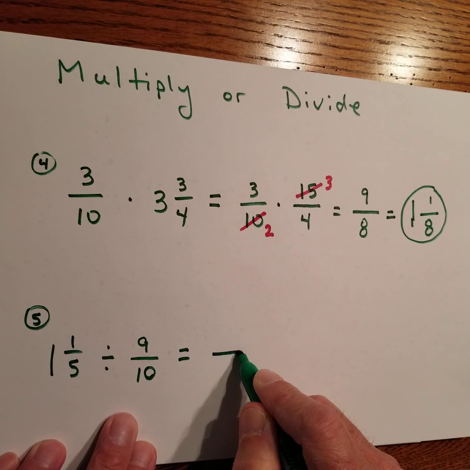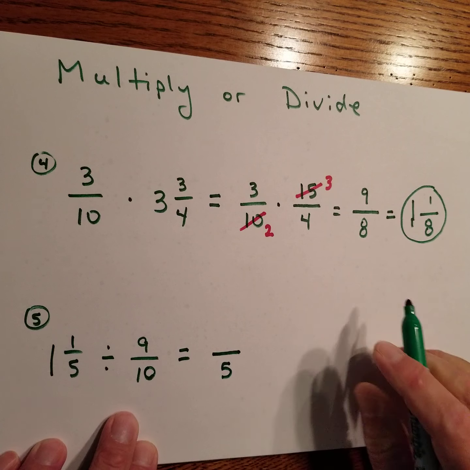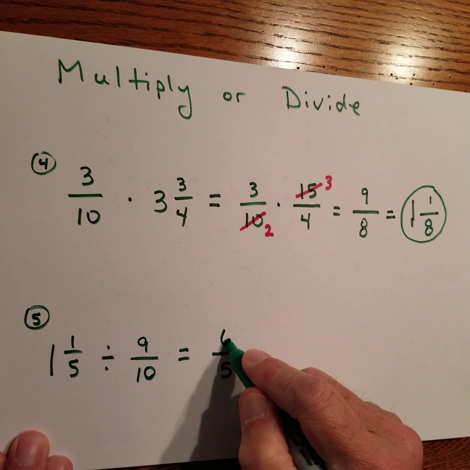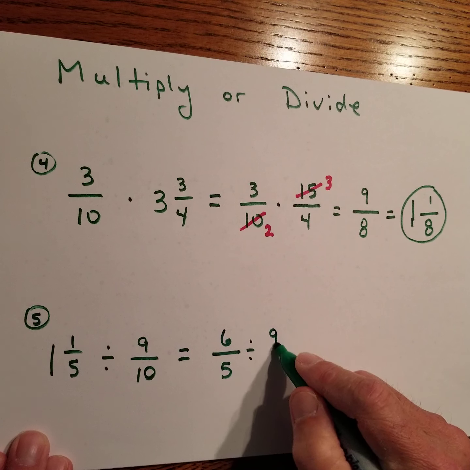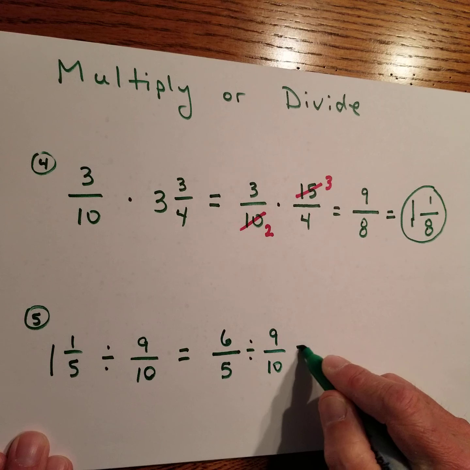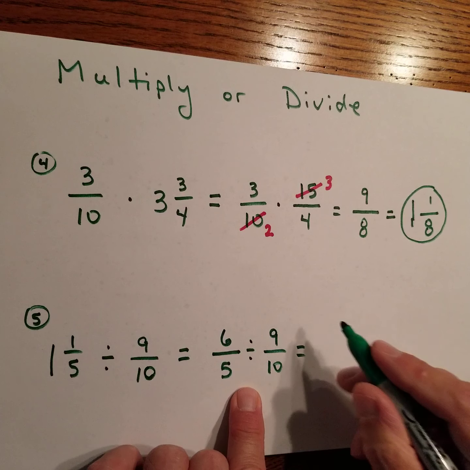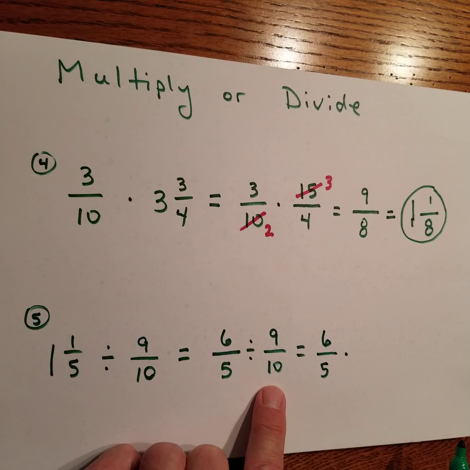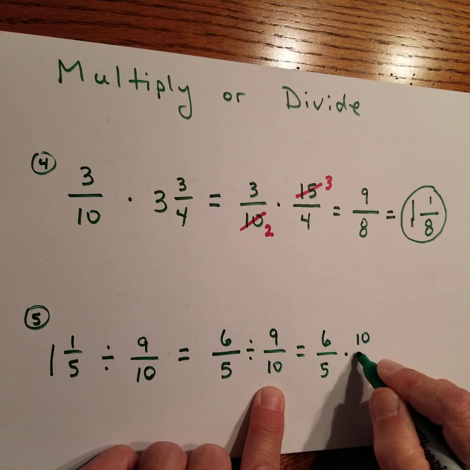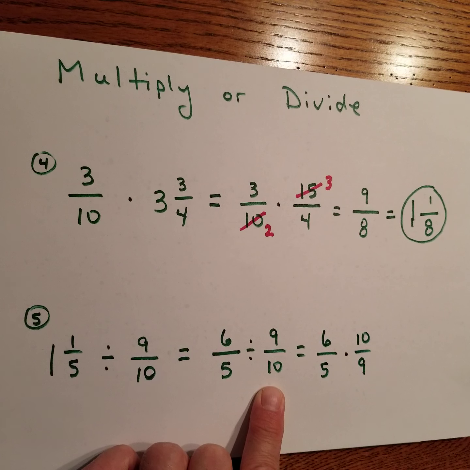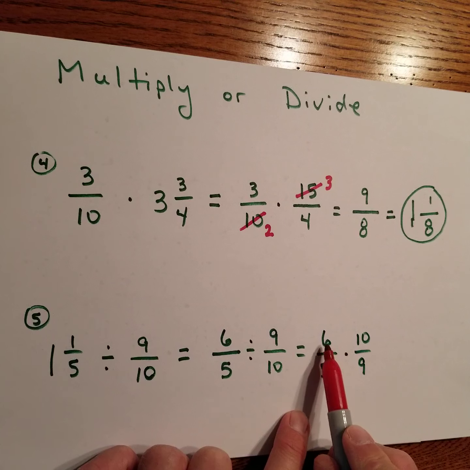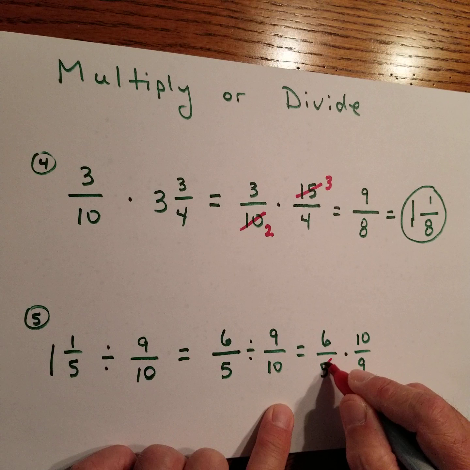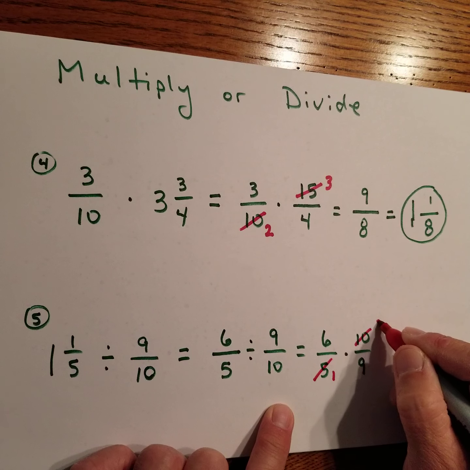For number 5, let's change the improper fraction into a mixed number. 1 times 5 plus 1. We'll copy the 9/10. Now change division into multiplication by taking the reciprocal of the second fraction. All right, now look for things that reduce. Never side to side, only tops and bottoms. I'm seeing the 5 and the 10. Divide by 5, divide by 5.